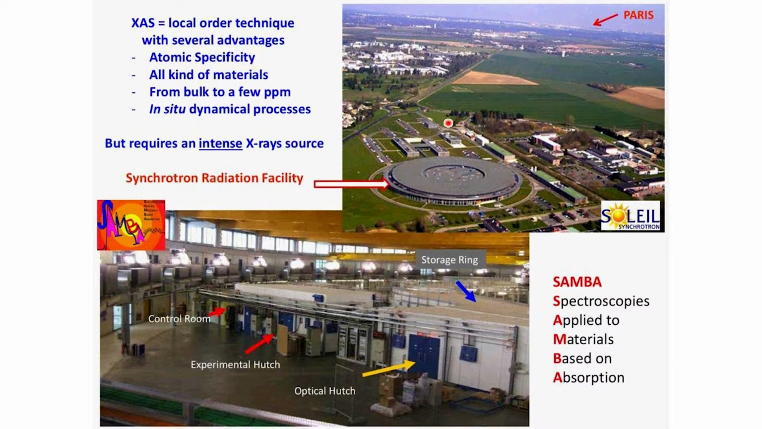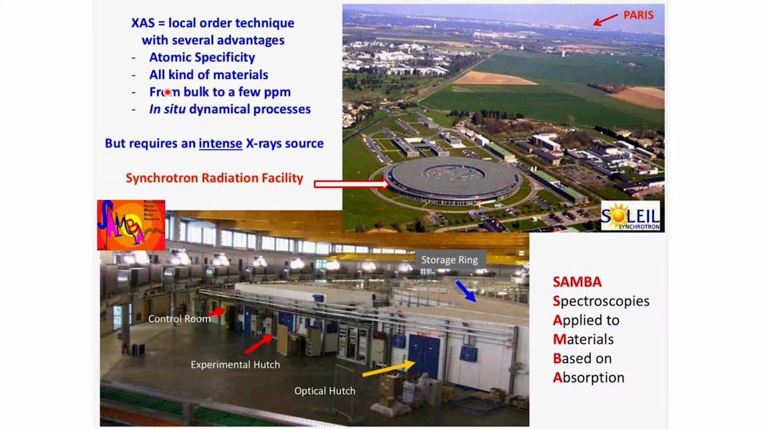Let me finally summarize some of the specificities of X-ray absorption spectroscopy. This technique is atomic selective. It can be applied to all kinds of materials, over a very wide range of concentration. And we can use the X-ray absorption technique for in situ characterization of materials. Those are important points that will be used later in this webinar.